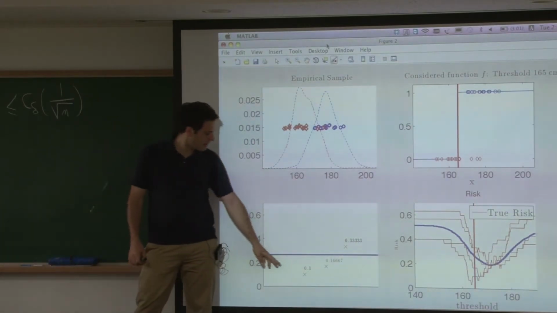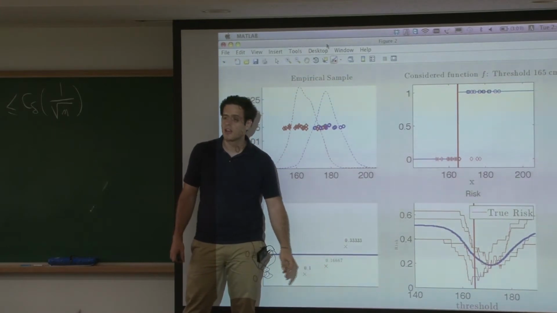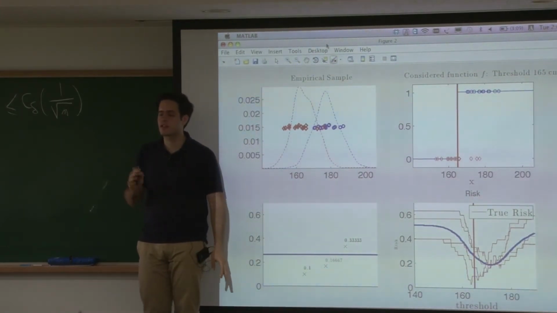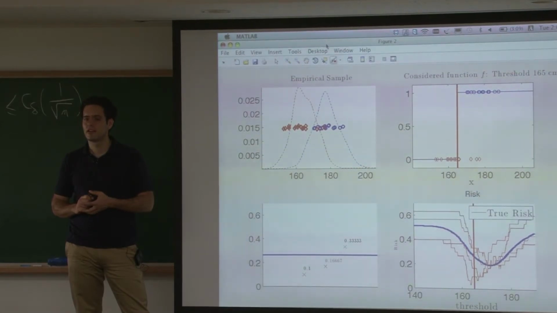The empirical error that I get on this data set you gave me is 0.16, and it's not too far from the true risk. I don't know the true risk, but I can tell you that Hoeffding's bound tells me that it's not too far from the true risk. Isn't there anything that's flawed?